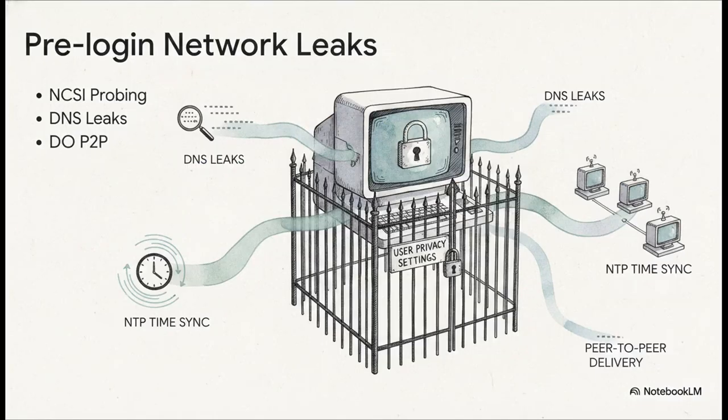But wait, NCSI isn't acting alone here. Windows actually fires off 3 other distinct network requests right at boot. You've got DNS leakage, NTP time syncs to time.windows.com, and peer-to-peer delivery optimization. And the real kicker? All of these operate down at the infrastructure level, completely bypassing your standard user-facing privacy settings.